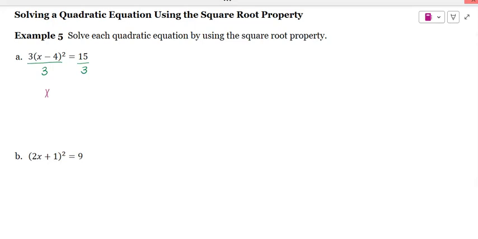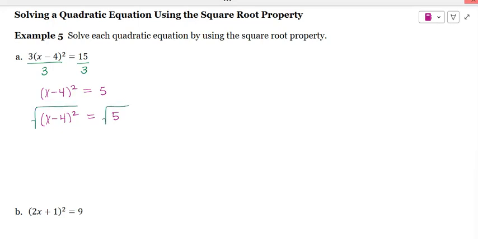I'll end up with x minus 4 squared equals 5. The next thing that I'll do is take the square root of both sides of this equation. When I have something that's squared and then I take the square root of it, those two operations cancel one another out because they're opposite operations. And so I'll end up with just an x minus 4 overall.